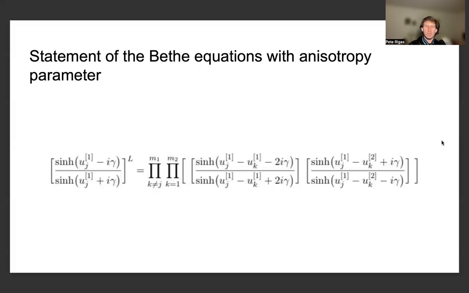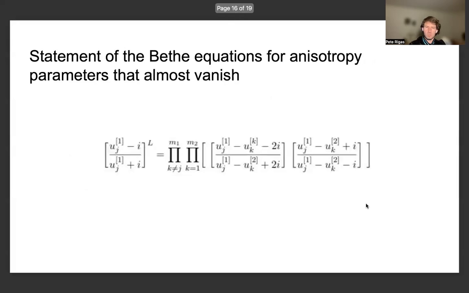And now I'm going to bring up again, as we had spent some time earlier in the presentation going over the statement of the beta equations, which I just reproduced in this slide because it's going to come into play in looking at how the statement of the beta equation changes when we take the anisotropy parameter to be very close to 0. So recall that we had a dependence of the roots of the first type of the beta equation on the left-hand side of the equations, and on the right-hand side, we had a dependence in terms of the roots of the first and second type of the beta equations.